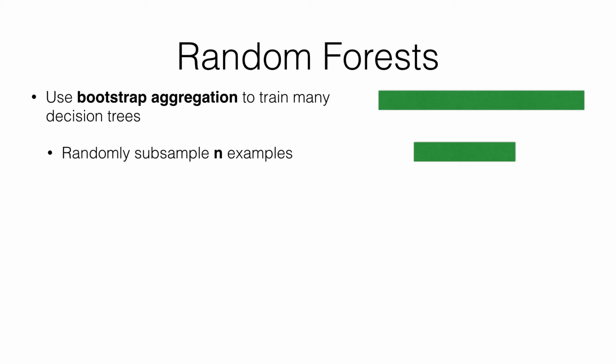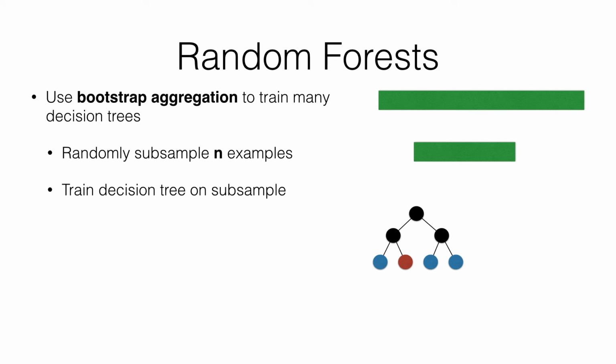And because these subsets are smaller than the original full data set, you actually would expect the variance to be high. You would more easily overfit the smaller data set than you would the larger data set. But that's okay for now. And what we're going to do is take that data set and train a decision tree on that subsample.